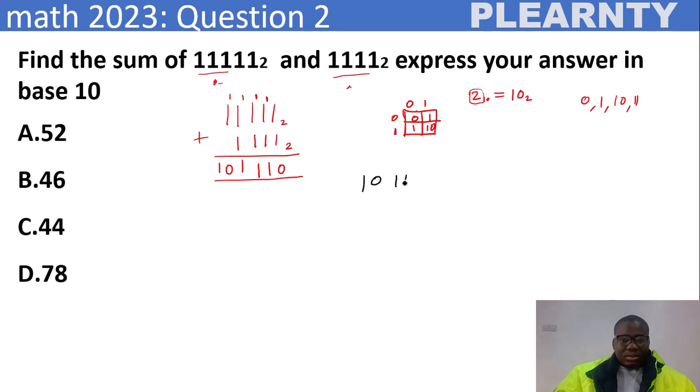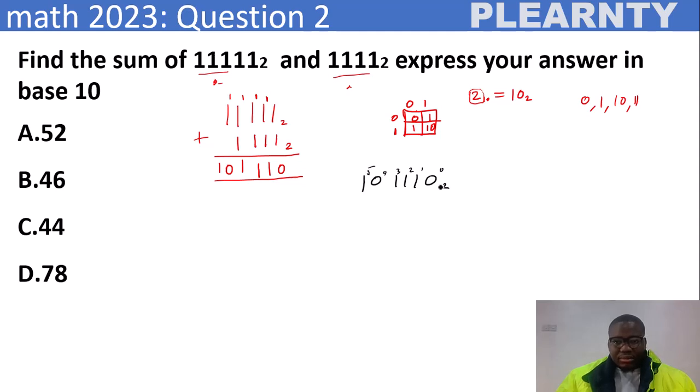So we have 1 0 1 1 1 0, base 2. Now we want to convert this to base 10. So to convert this to base 10, we can start tagging each of these digits with the numbers 0, 1, 2, 3, 4, 5.